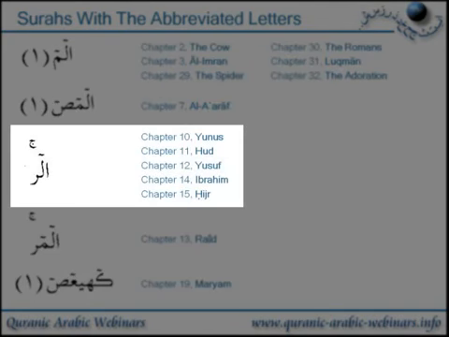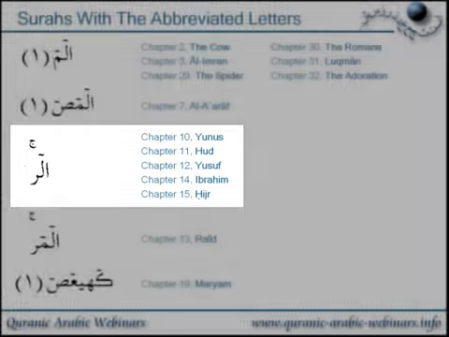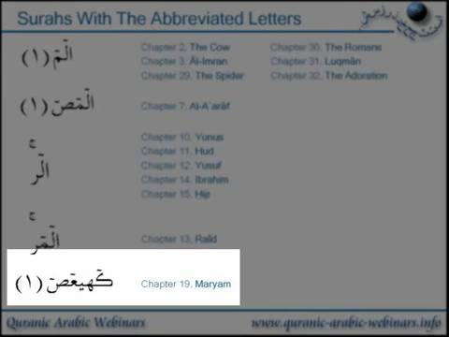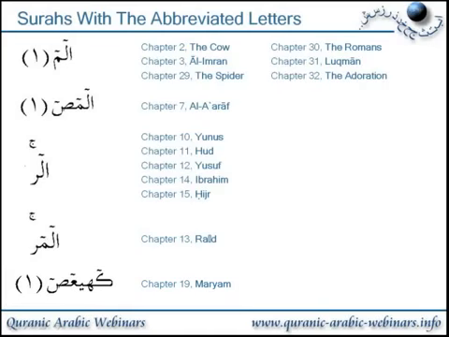Then we have the Alif, Lam and Ra. Okay, remember the Ra does not have any sign on it, but it will be too long. So that's in Surah 10, 11, 12, 14 and 15. Then we have Alif, Lam, Mim, Ra, and that's in Surah 13. Then we have Kaf, Ha, Ya, Ain, Sad, and that's in Surah 19.